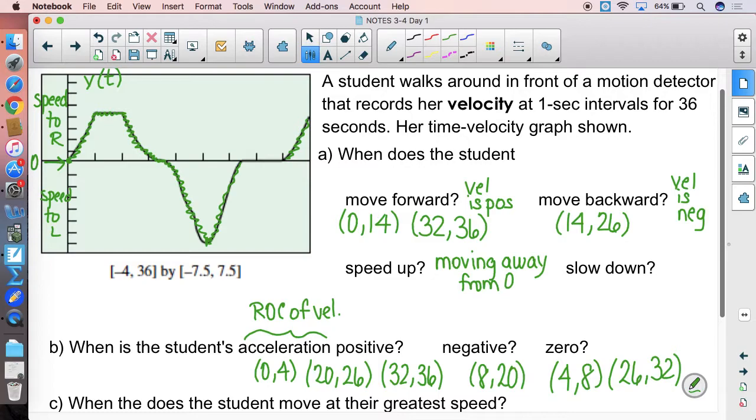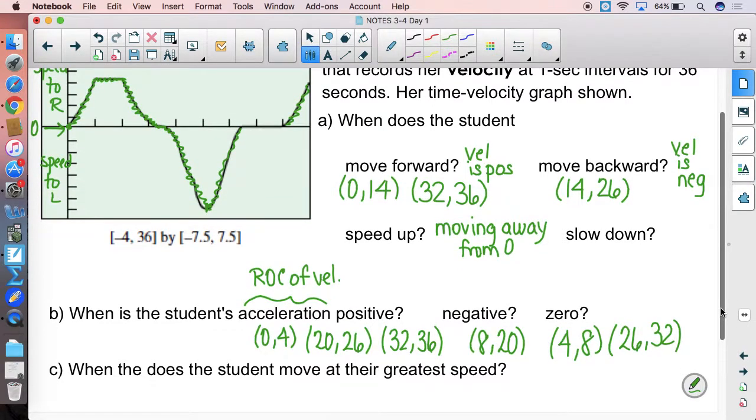And the last one, they want to know when she moves at the greatest speed. So the greatest speed, and speed is the absolute value of velocity. So if speed is the absolute value of velocity, we want to know when she's the farthest from the x-axis. And she appears to be the farthest from the x-axis right about there. So we'd be looking at about 20 seconds. So when does she move at about her greatest speed? At about 20 seconds, because her velocity is to the left, but it's still the largest y value we have in there, that absolute value of velocity.